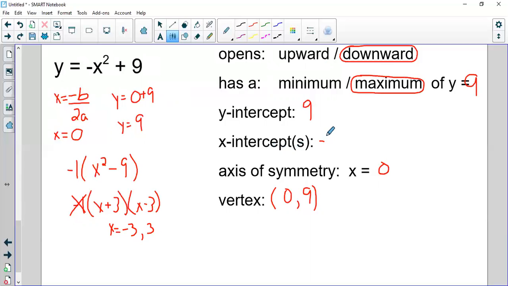So my x-intercepts are at negative 3 and positive 3, which also makes sense because they're equally distant from that axis of symmetry, which is 0. They're both halfway on either side. That's how we do it. Let's see if you can apply it.